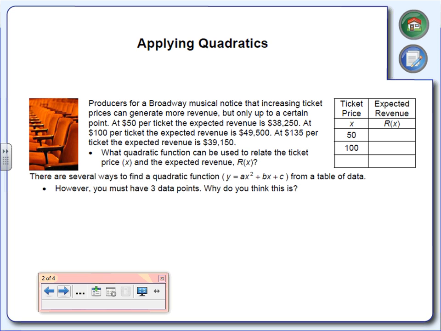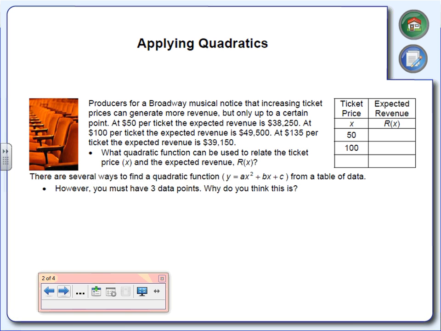$39,150. All right, so what we're going to do is take this data and use it to come up with a quadratic. Now notice it says there, what quadratic function can be used to relate the ticket prices, which is going to be our x, and the expected revenue, which is going to be our y value or our r of x. Okay, so we are dealing with a function here. Now they kind of got us started on the table over there. Remember, our x values are going to be the ticket prices. Our y values are going to be the expected revenue.